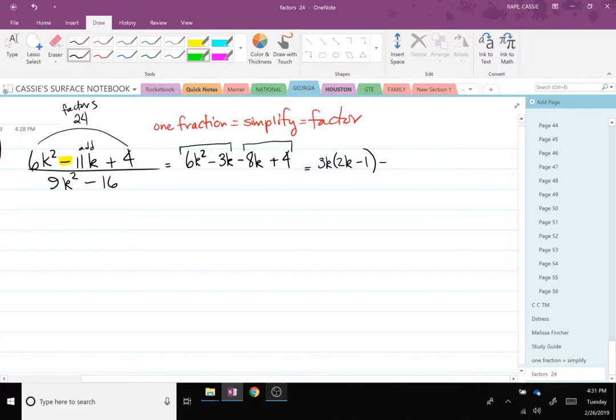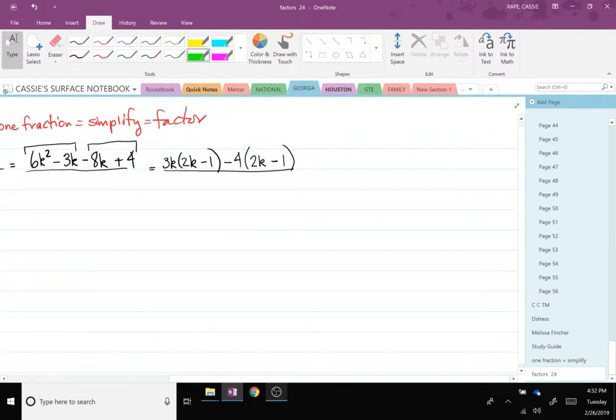I'm going to pull a negative 4 out of both 8k and 4, because there's a negative there, you've got to pull it. So if I pull a negative 4 from a negative 8k, that gives me a positive 2k. And then because it was negative, I've got to say minus 1 by division. Okay, I'll go back and catch the denominator up in just a second. I'm still just on the numerator here.